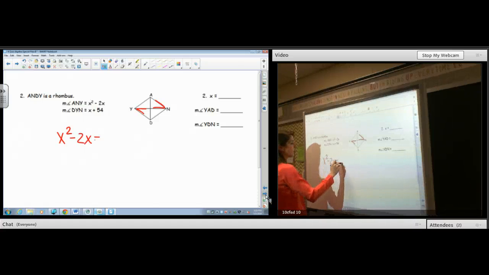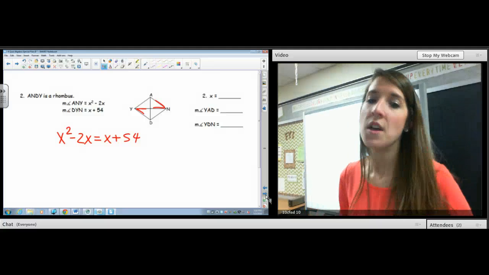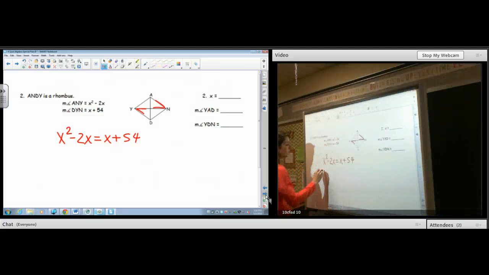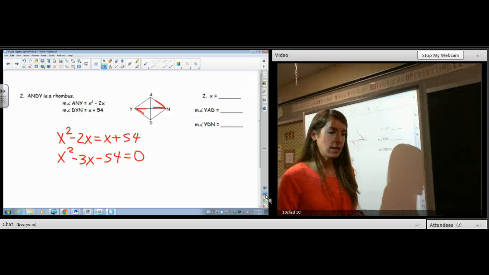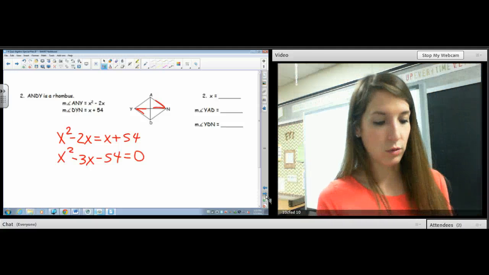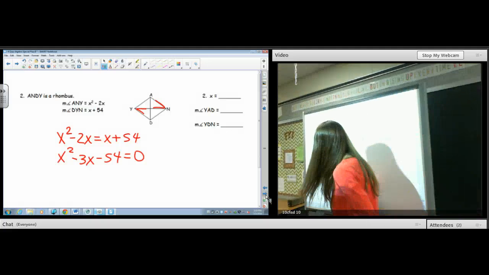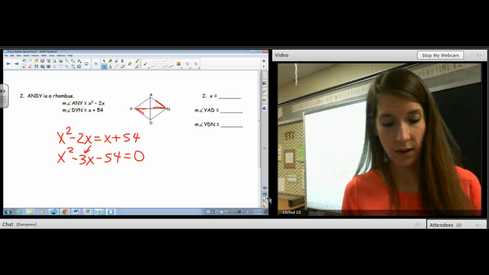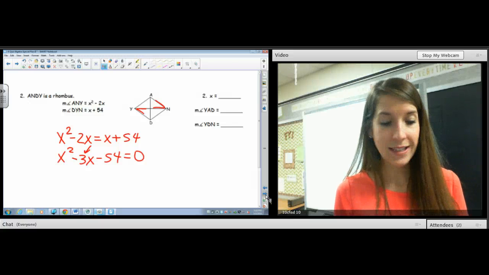X squared minus 2x equals x plus 54. I know that this is a quadratic because I've got an x squared and I've got an x, and none of that's going to cancel. So I have no choice but to bring everything over to one side of the equation. X squared minus 3x minus 54 equals 0. Now I need to brainstorm things that multiply to get 54. So you go to your calculator, 54 divided by 2. Okay, well that's nice, 2 and 27, but I can't make a 3 out of a 2 and a 27. So you can divide it by 4, you can start dividing it by whatever you want. You can get all the way to 6.